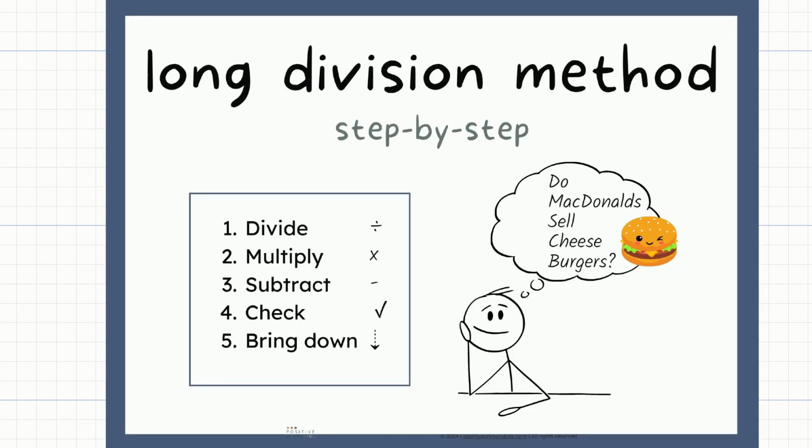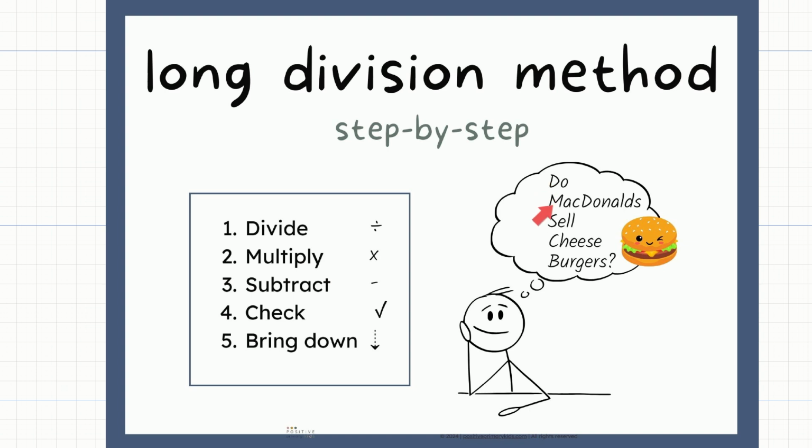Do McDonald's sell cheeseburgers? What's that got to do with long division? It's actually a handy mnemonic that helps us remember the 5 steps that we need to follow to successfully carry out long division. Those are divide, multiply, subtract, check, and then bring down.